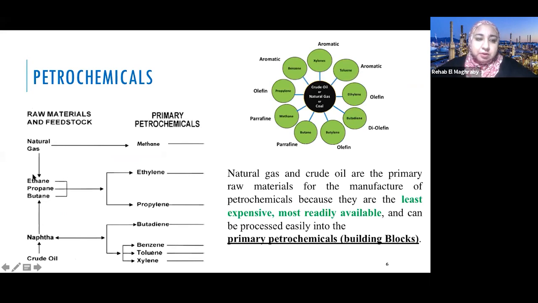So to sum things up, we have here crude oil. The main component in the crude oil that is of main importance in the petrochemical industry is the naphtha. And the naphtha can be produced from the distillation tower, or from the thermal cracking, or also from the catalytic cracking of crude oil. So naphtha in general is the source of benzene, toluene, and xylene, and butadiene.